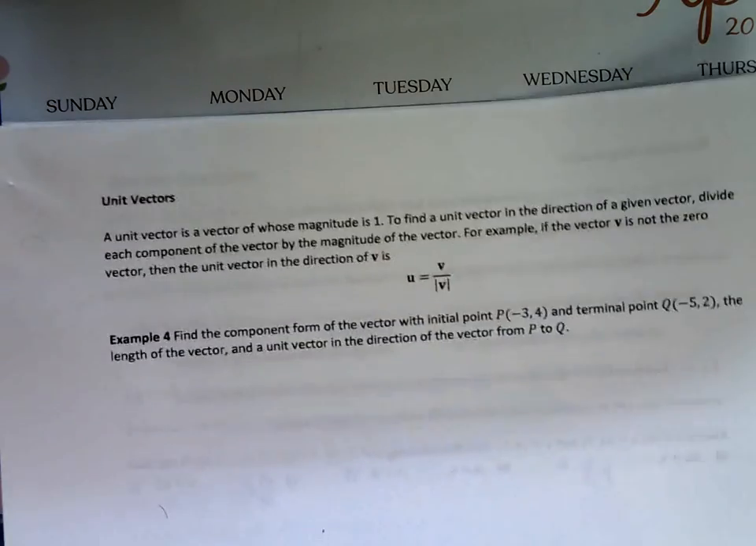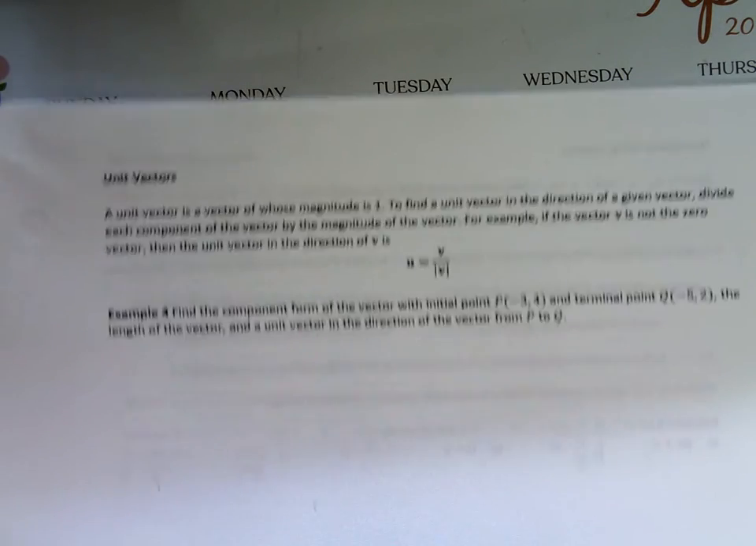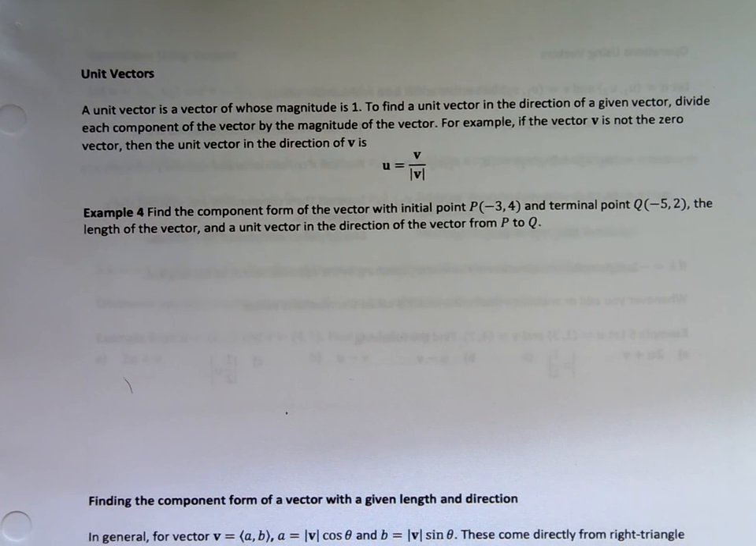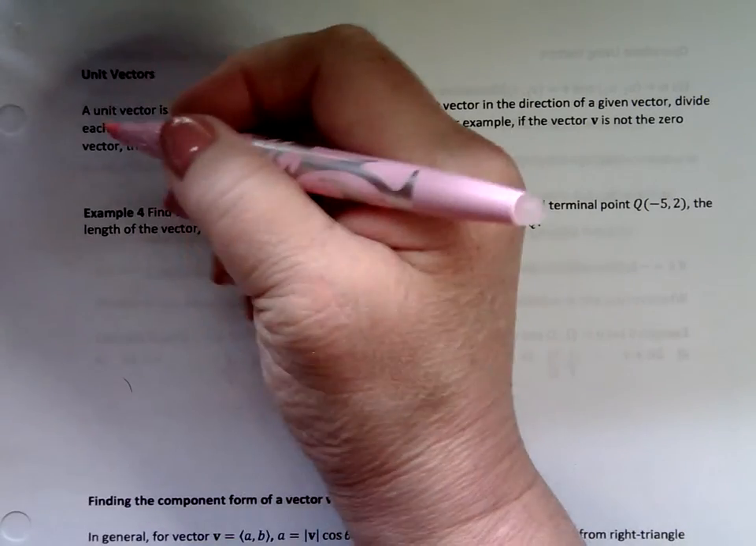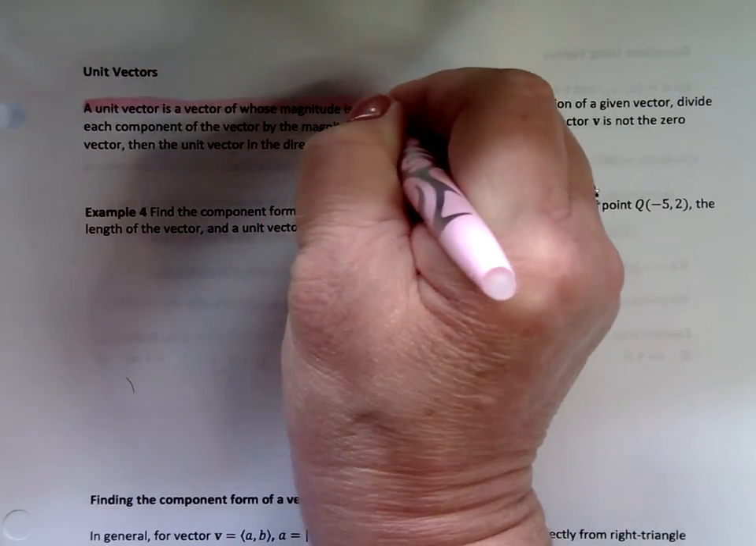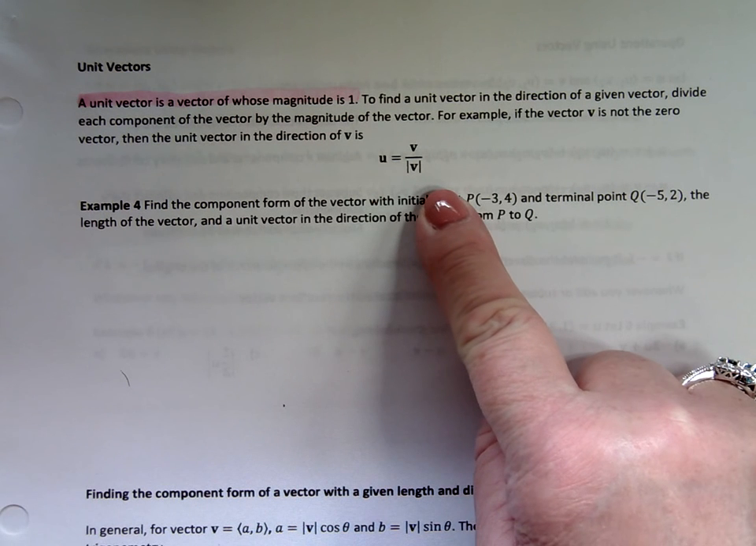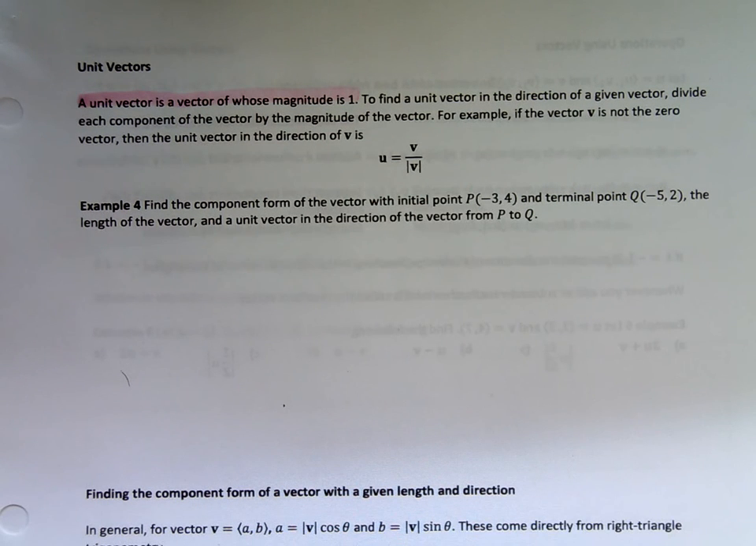We're looking at the unit vector. That's the next thing. The unit vector is a vector whose magnitude is 1. Well, that makes sense. It's kind of like the unit circle whose radius is 1, right? If I'm calling something a unit, it's got a value of 1. Its magnitude is 1. To find the unit vector in the direction of a given vector, divide each component of the vector by the magnitude of the vector. For example, if the vector v is not the 0 vector, then the unit vector in the direction of v is this formula right here. This is going to come into play when we look at some questions that they ask us a little later with tangent lines and such. Also in the next example 4.